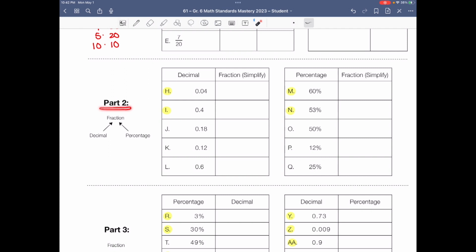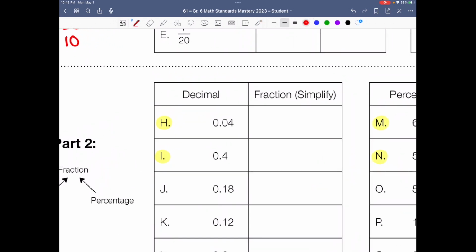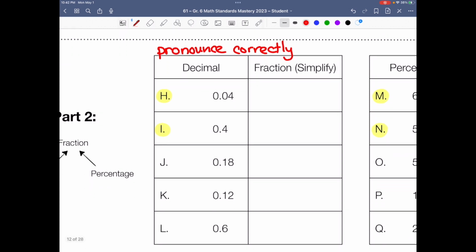Next, let's take a look at part 2. So we need to convert the decimal into the fraction, and then we're going to simplify. The hint for this section is to remember to pronounce the decimal correctly. Write down pronounce correctly. So we'll do box H and box I.